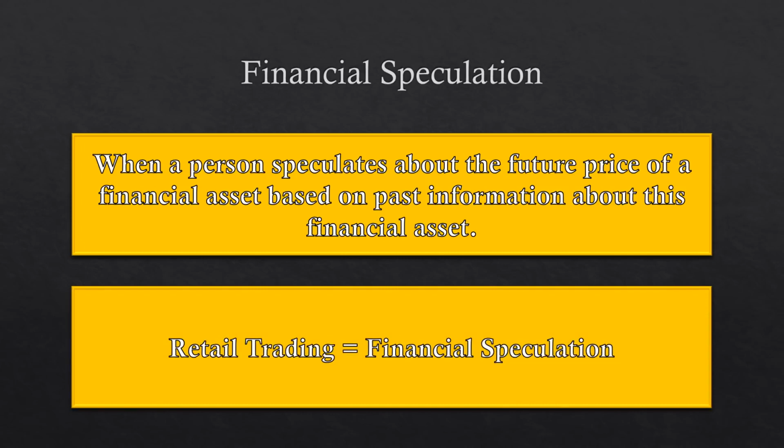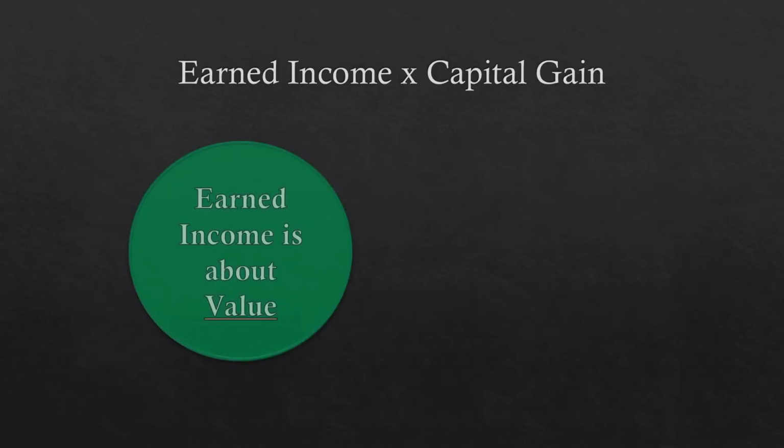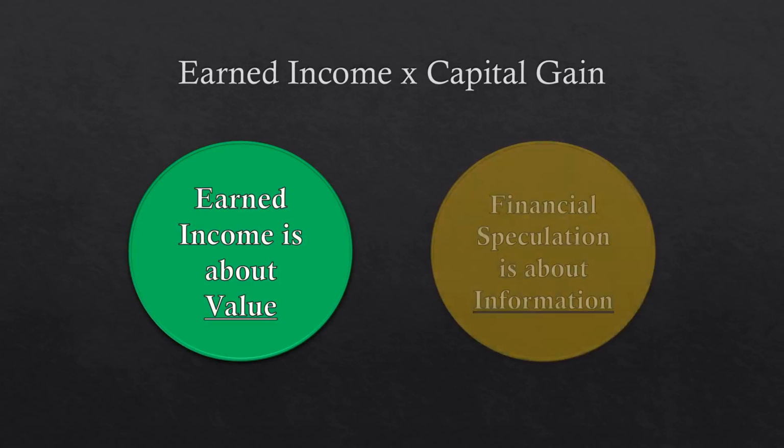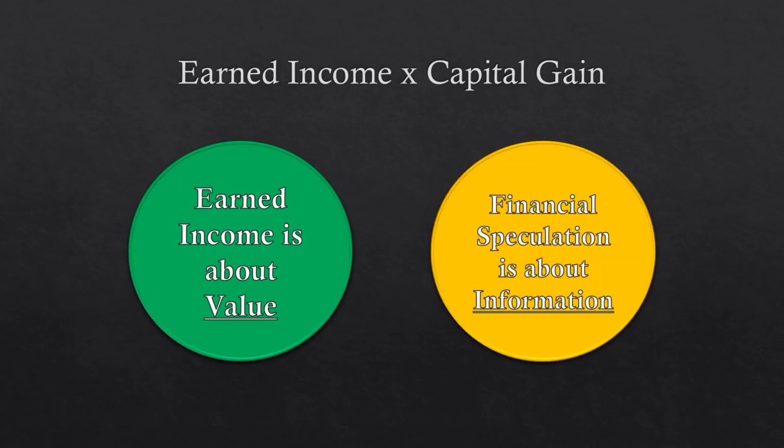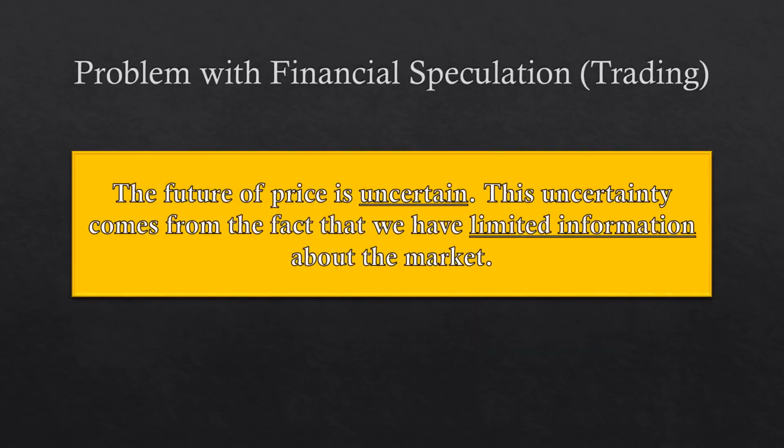When traders look at the price chart, they are speculating about the future direction of price based on past information of price. Unlike earned income, which is about value, financial speculation is about information. In other words, successful financial speculation is a function of having good information about the market in question. It has nothing to do with creating value for someone else in exchange for money. The problem with that is that the future of price is uncertain, and this uncertainty comes from the fact that we have limited information about any given market.